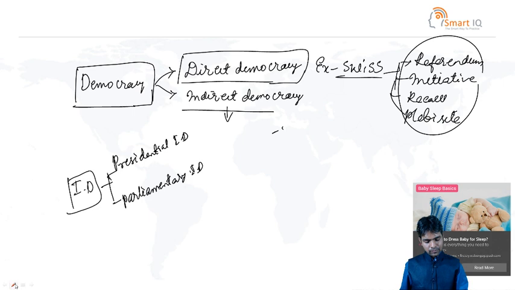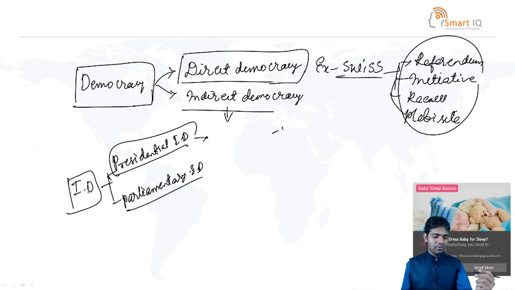What is the presidential form of indirect democracy all about? Before going to this concept, you have to understand that in government there are three important organs: legislative, executive and judicial.